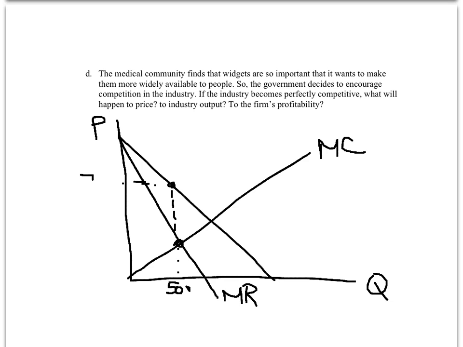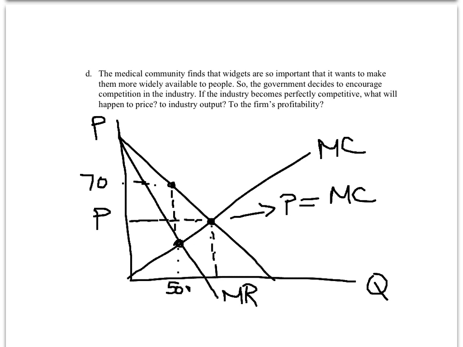and this is 70. If this was a perfectly competitive industry, they'll produce here where price equals marginal cost. At that point, the quantity is more and the price is lower. And here's the problem with the monopoly: they will charge a higher price and produce a lower quantity compared to a perfectly competitive industry.